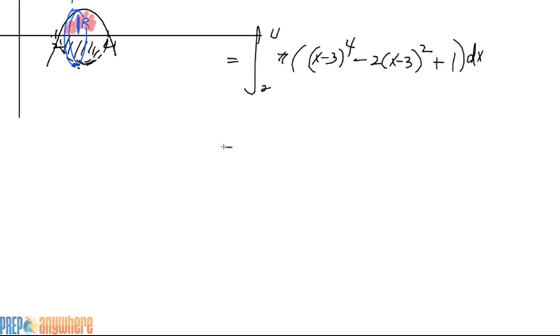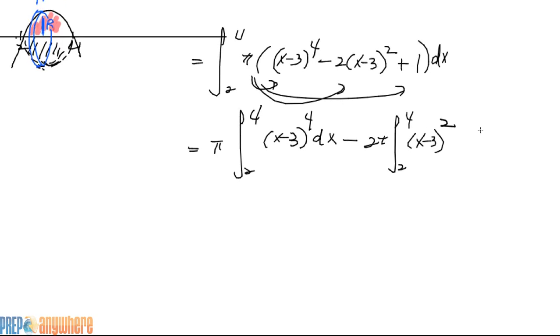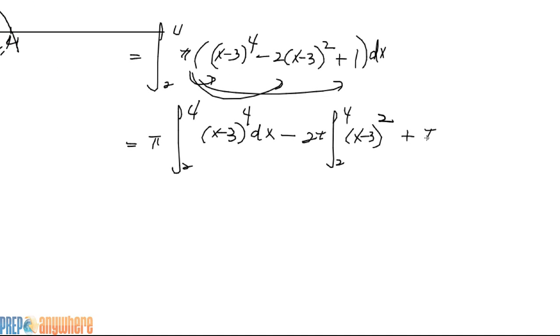Let's leave the pi outside, 2 to 4. And so we have x minus 3 to the power of 4, let me separate that dx, minus. This pi I'm going to have to carry over, so I'm going to do a distribution here. So we're going to get 2 pi integration from 2 to 4 of x minus 3 squared. And lastly, pi integration from 2 to 4 of dx.